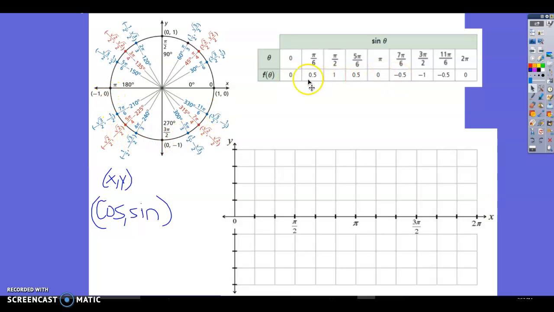So your y values right here, f of theta, come from the y value in your ordered pair. Now, if you were doing cosine of theta, it would be very similar, except you would look at the first number in the ordered pair because cosine comes from x. All right, now how do we take the table or the unit circle, because the table is just part of the values from the unit circle? So how do we take that and sketch the function?